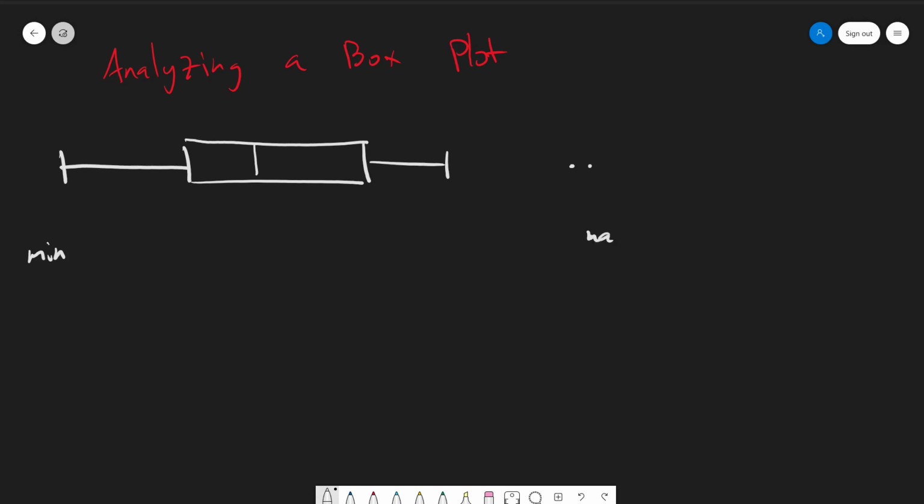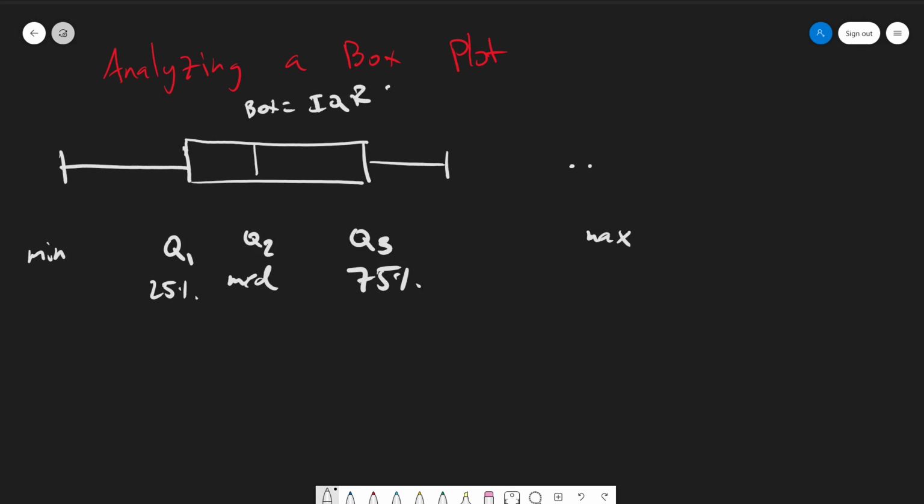We found a maximum. We found a quartile 2, the median. We found a quartile 1, the median on the left, or 25%. And then we found a median on the right, or 75%, the third quartile. This is just a visual representation of those statistics. So this box goes from quartile 1 to quartile 3. This box is the IQR, the interquartile range, from 25% to 75%.